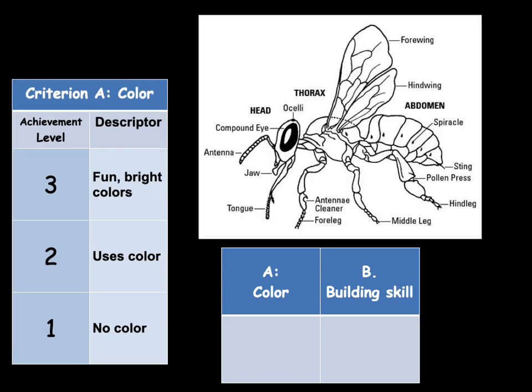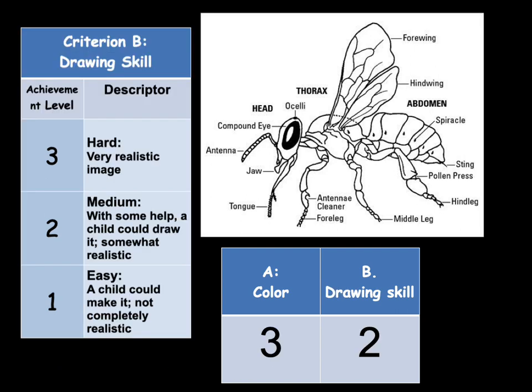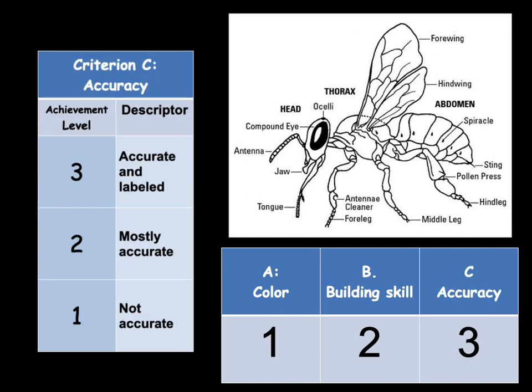First for color, and this is easy. There is no color, so it would be a 1. Now think about that drawing skill. Is this so easy a child could do it, or is it really artistic and difficult? We'd probably rank it as the medium. With some help, a child could draw it. It's somewhat realistic, but there's not really any sketching skills, none of those art concepts represented. And finally, with accuracy, this is where this one shines, because remember, the top level is accurate and labeled. So this one is labeled, so it would get a 3 there.